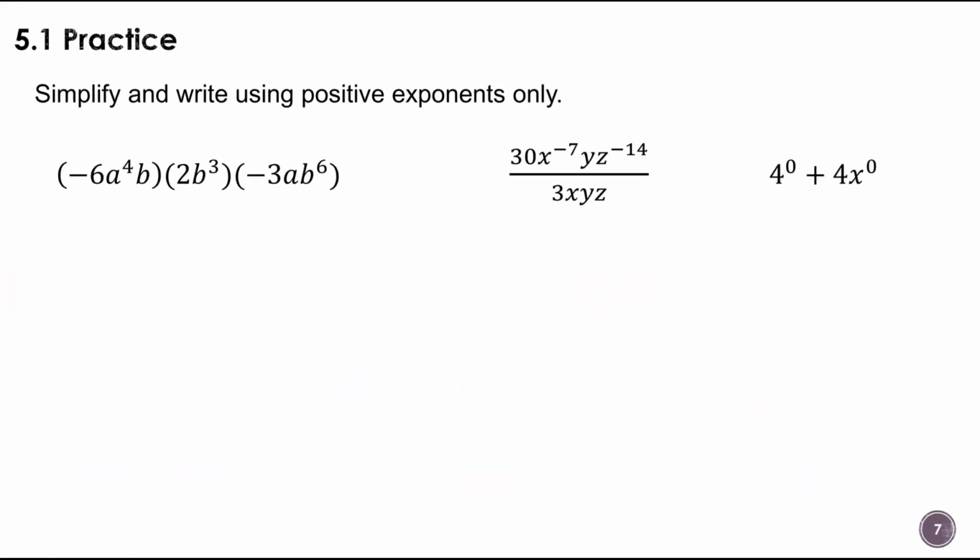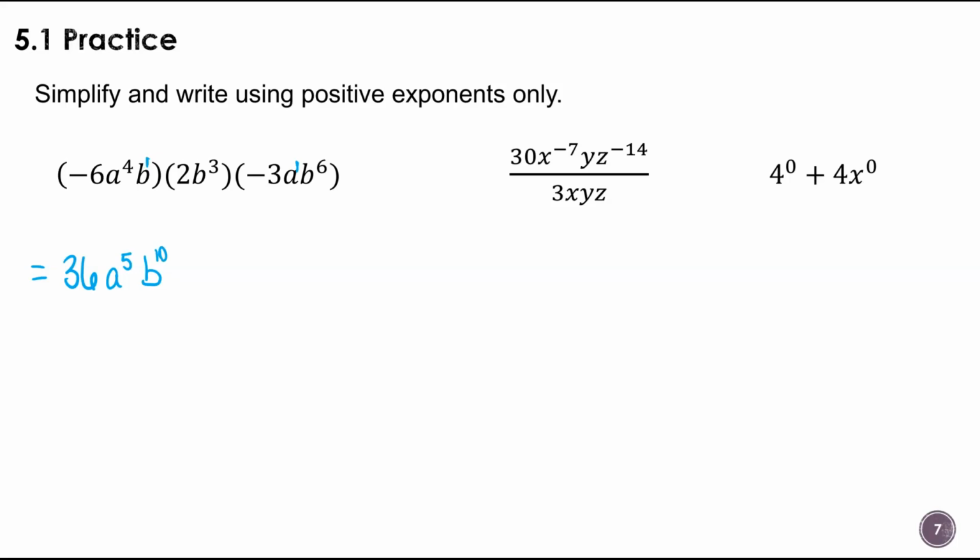On these, we're just doing more practice again. So notice on the first example, we are multiplying, okay? So we multiply -6 times 2 times -3, which is basically -6 times -6, so we get 36. a to the 4th times a to the 1st, because notice the middle expression did not have an a, so that's a to the 5th. And then on the b's we have a 1, a 3, and a 6, so we're going to add those up, and that's b to the 10th.